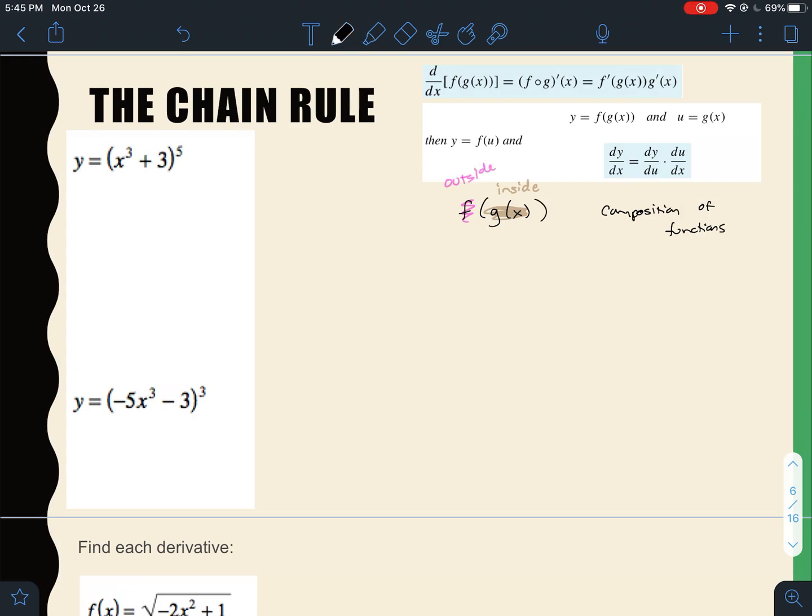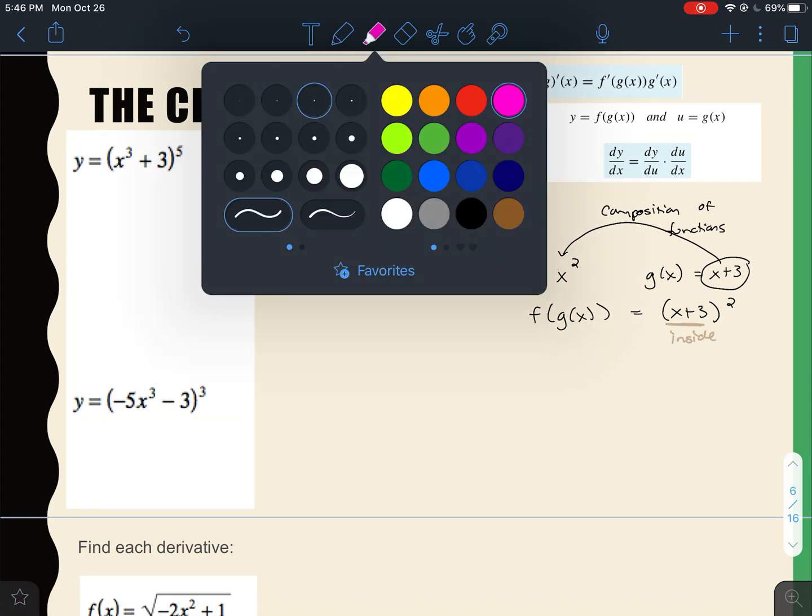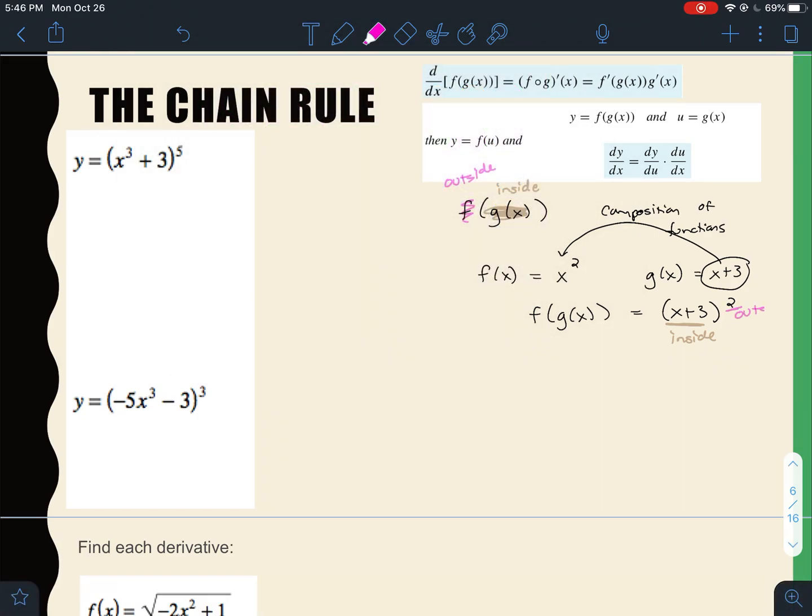If f of x was x squared and g of x was x plus 3, and we had f of g of x, that means you're going to take the g of x, x plus 3, and plug it into the f function. So this would be x plus 3 squared. Notice the inside function, we'll make that brown, would be x plus 3. And the outside function, the f of x, is that we were going to square it. So the outside function would be the squared function.